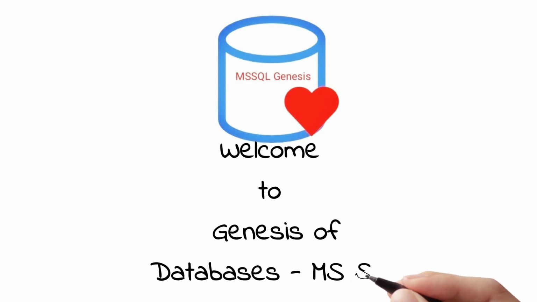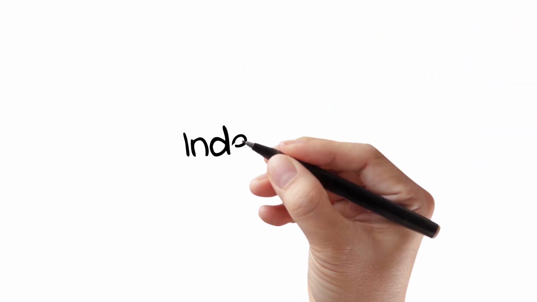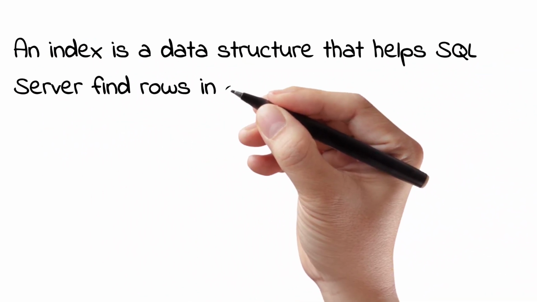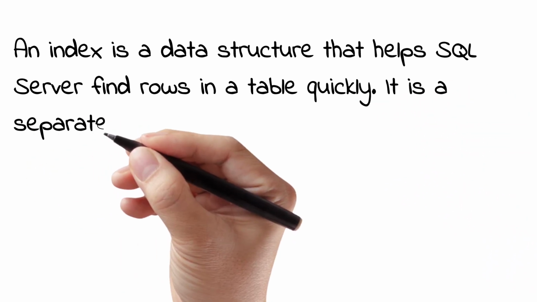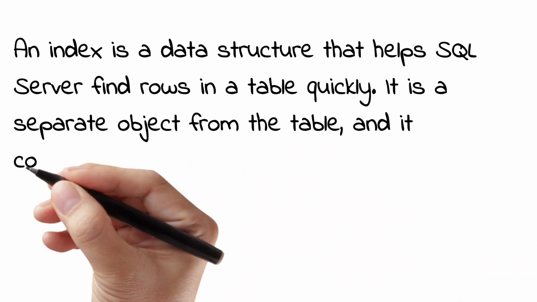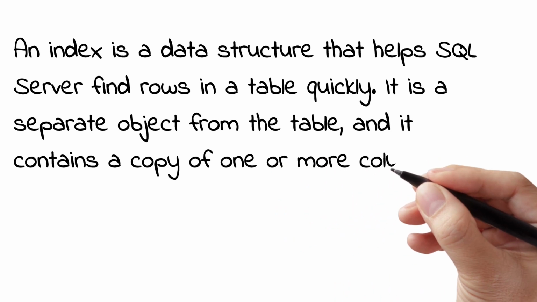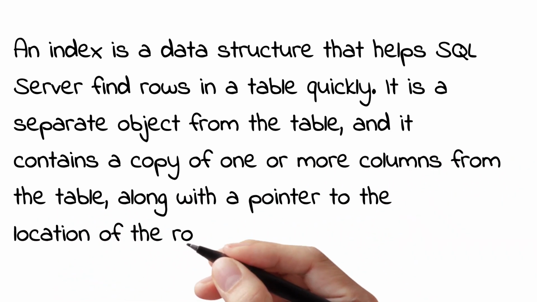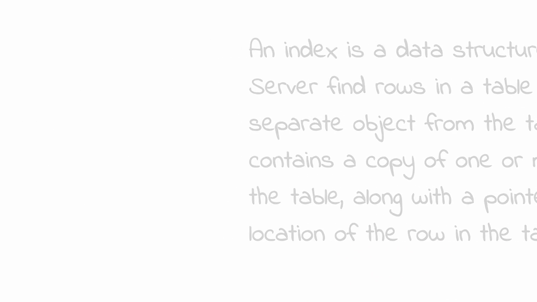Today we will look at the topic of indexing. What is an index? An index is a data structure that helps SQL Server find rows in the table quickly. It is a separate object from the table and it contains a copy of one or more columns from the table along with the pointer to the location of the row in the table.